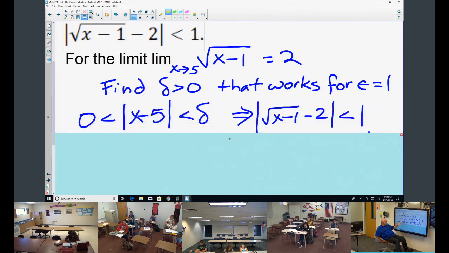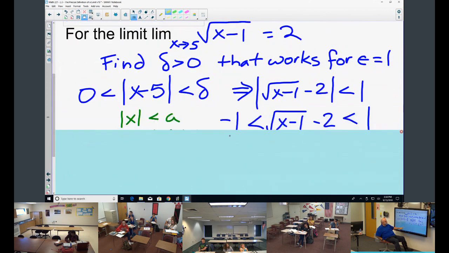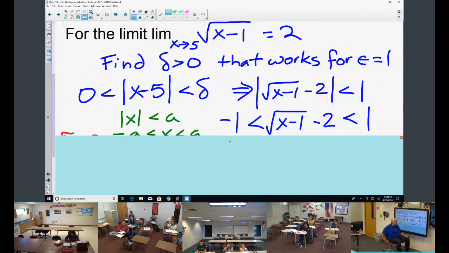All right, so we set up our inequalities. 0 is less than |x minus the target, 5|, is less than delta, implies that the function minus the limit is less than epsilon. But this time we're told epsilon is 1. Now let's solve this. There's really nothing to combine in here because we have a radical minus 2. So to solve our absolute value inequality, we have -1 is less than the radical minus 2 is less than 1.